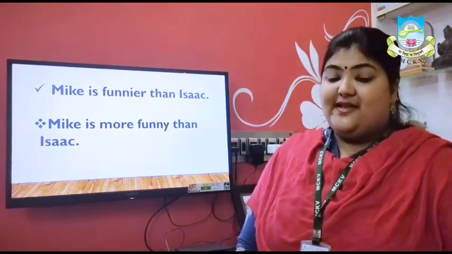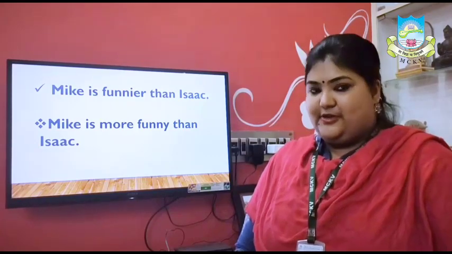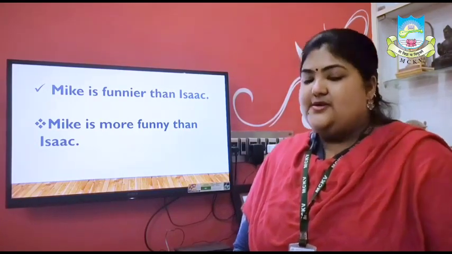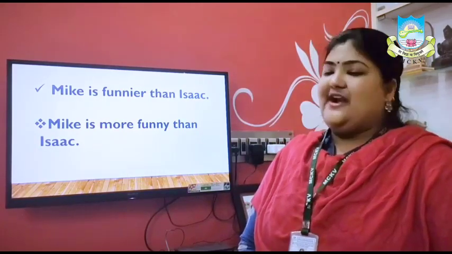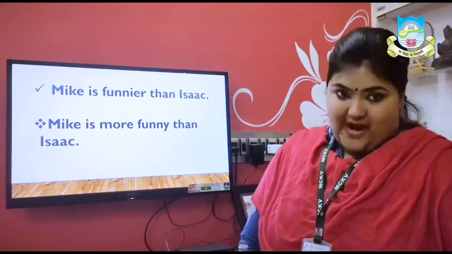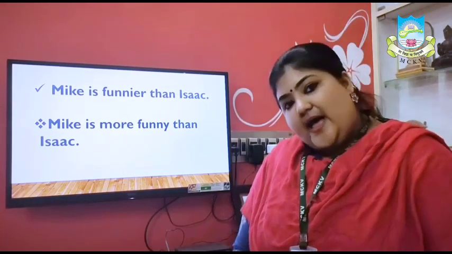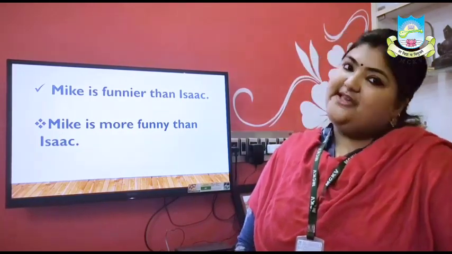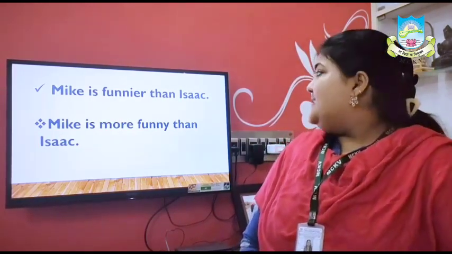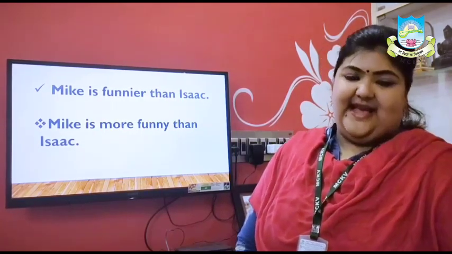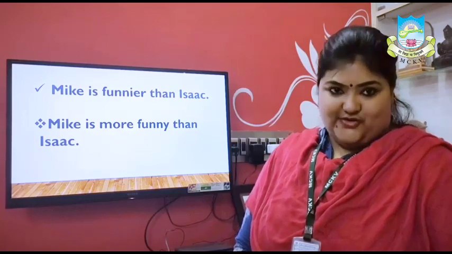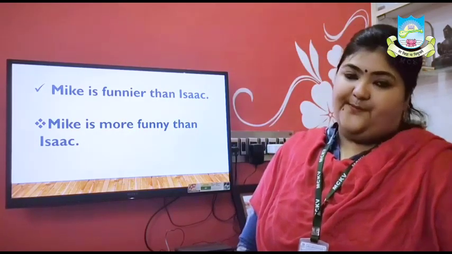But since we are learning how to change the last syllable so that you can change it into a comparative degree, here Mike is funnier than Isaac. So the word is funny. You change the y into i. You add "er" and it gives you the word funnier. Mike is funnier than Isaac. Mike is more funny than Isaac. The first one is of course right. The second one is wrong.